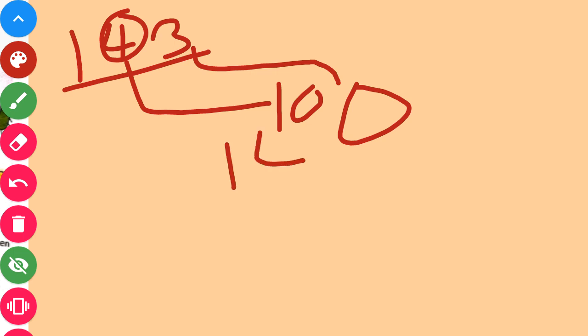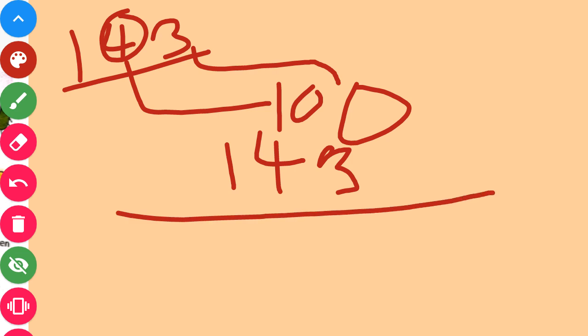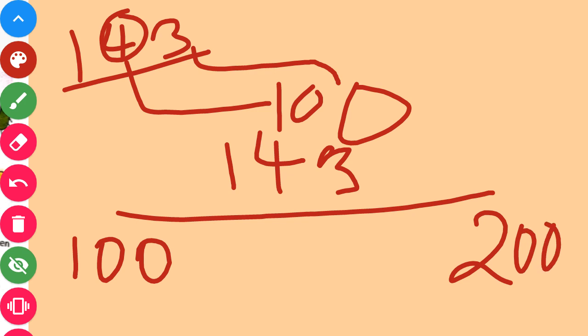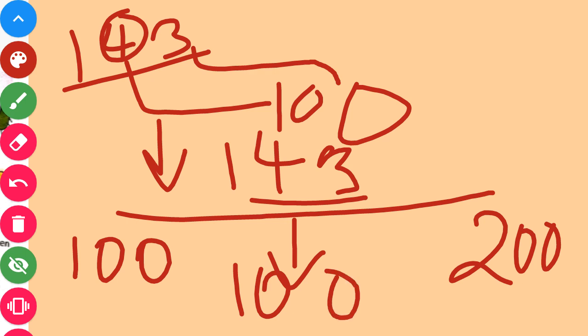Also kids, keep in your mind that 143 comes between 100 and 200. So 143 will be rounded down. So 143 will become 100. Okay.